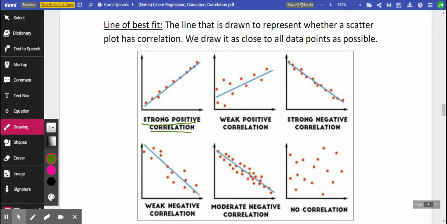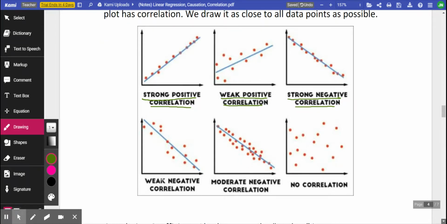So if we draw a line of best fit for something that looks like this, yes, we do have a positive slope. Yes, we can draw a line of best fit, but the points are not as close to that line of best fit. Therefore, we have a weak positive correlation. Similarly, we can have a strong negative correlation if the dots are close together, but the slope is going down. We can have a weak negative correlation, same idea, if the slope of the line is negative, but the dots are not as close together to the line as they would be.